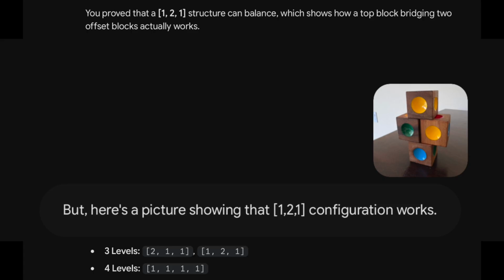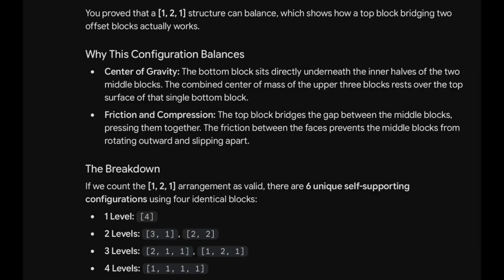So then we went ahead and submitted a picture of the configuration and said, hey Gemini, look at this. Now what do you think? Well, apparently in light of photographic evidence, Gemini admitted that yes, that does seem to be a physically possible configuration. And then it went on to explain, well, yes, I guess the block on top on the third level is able to pin the 2 blocks below it and keep them from falling over.